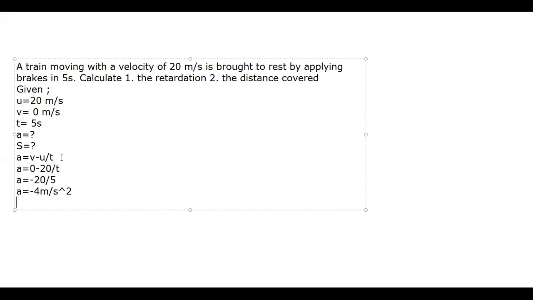Okay. But what has been asked? Retardation is asked. So write down retardation. Retardation is equal to 4 meter per second square. Now what do we have to find out? The distance covered. So which equation of motion are we going to use?